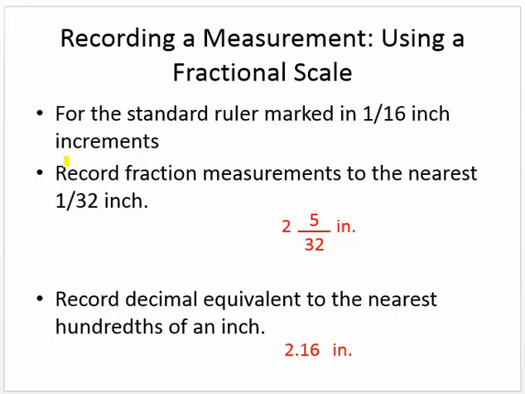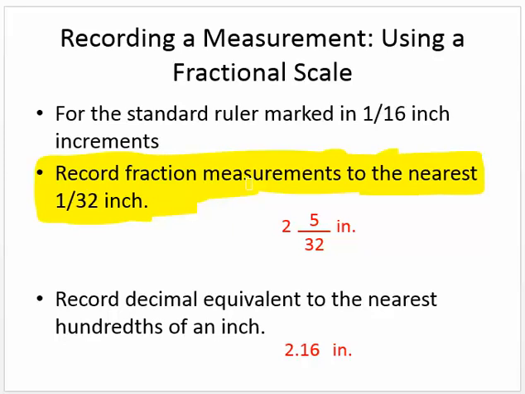This is what I want to point out here. We need to record fractional measurements to the nearest 1/32nd, all right? Which means that that measurement that we just did is not done yet. So now that we've realized how far we have to go, with decimals, we said we had to go one more decimal place. We had to estimate. With fractions, they tell us we have to go to the nearest 32nd.